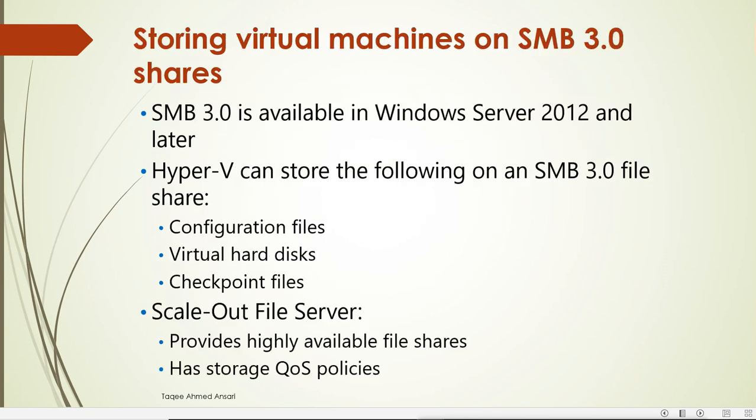Storing virtual machines on SMB 3.0 shares also. Now we can store the virtual machine storage in a share folder also. In Server 2012 or 16 we have SMB version 3.0, and it is available in Windows Server 2012 and later. So Hyper-V can store the following on this SMB 3.0 file share: configuration files, virtual hard disks and checkpoints. That means all the files related to the virtual machine we can store on the share folder.